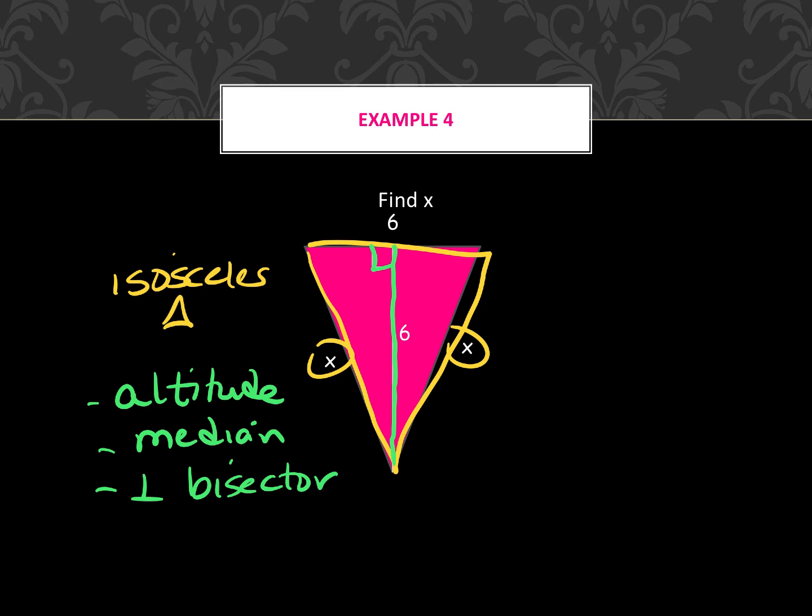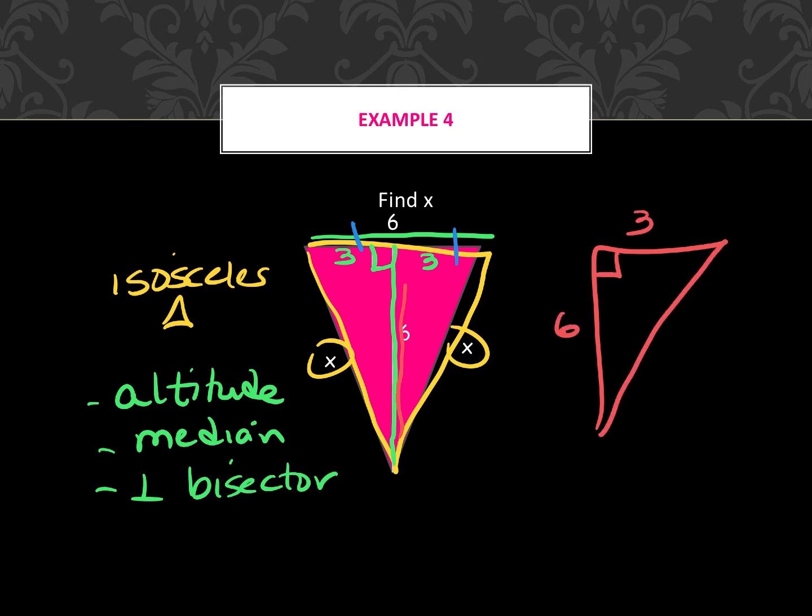Now here it just wants us to find the value of x. Notice this side of the triangle, this whole length is 6. Since it's a median, it splits it into two congruent pieces. So now what I can work with is just one side of this triangle. I can pull it off, and then this is 6, this was 3. Notice this is the side across from the right angle, so this x is actually the c in my formula, a squared plus b squared equals c squared.